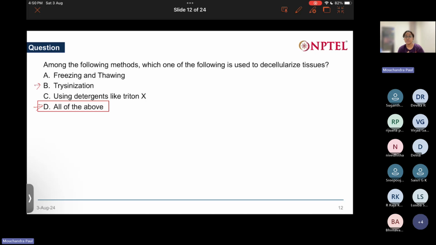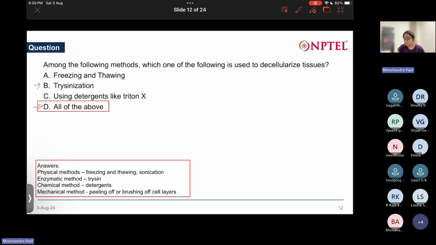While removing the cells, you have to make sure that the surrounding ECM is intact. You can remove cells as harshly as possible, but if the ECM properties are changing because of your method, then it's of no use, because ultimately you are going to use that decellularized ECM for making a scaffold, right? Onto which you will seed another type of cells and make your tissue product.